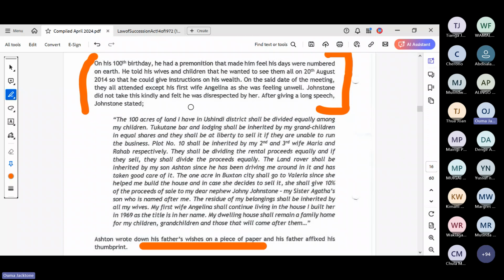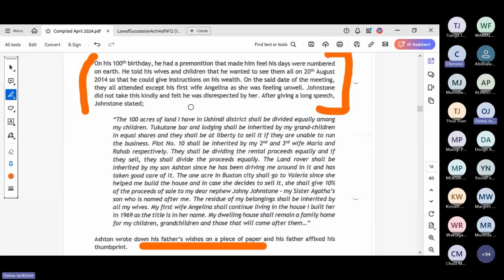Okay, so don't just throw in answers like you're very tired, like "the wives, sawa basi, the children." Don't throw in answers like that. Just give us some point. Just say the Law of Succession Act provides. If you don't know the section, just say the Law of Succession Act provides. Full stop. You get your point.